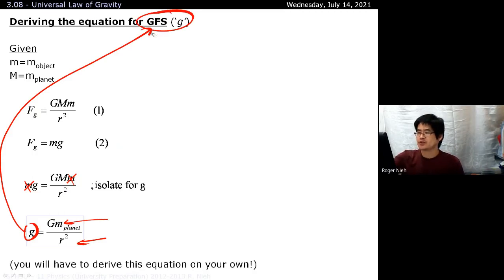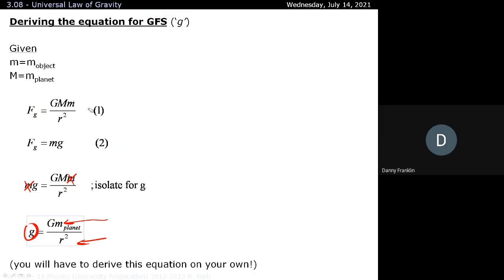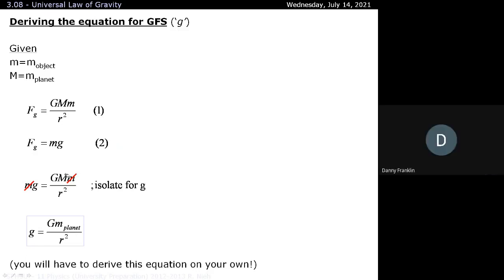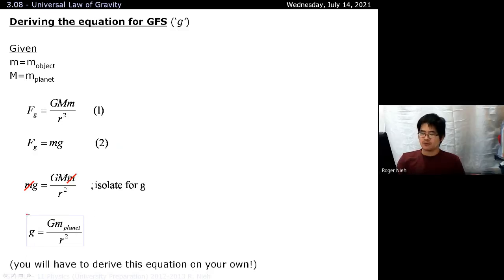G is for gravitational field strength. Can you go over this again? Okay, and remember, this is all recorded, all right? So you can watch it again there. Again, all I'm doing over here is deriving this formula down here.